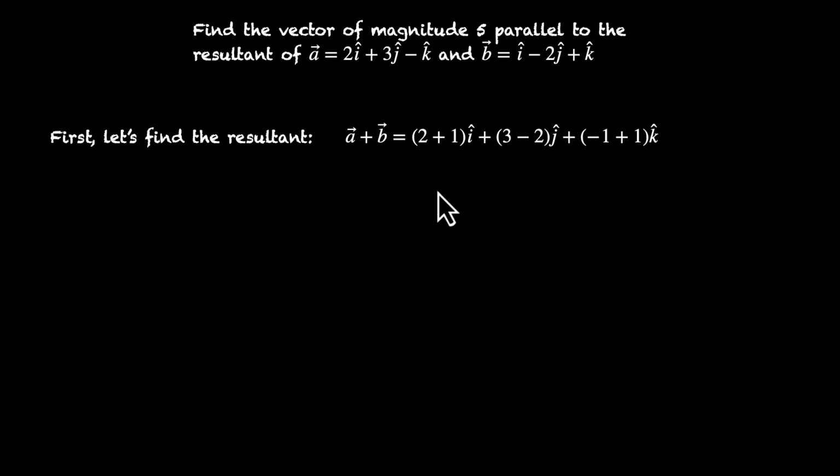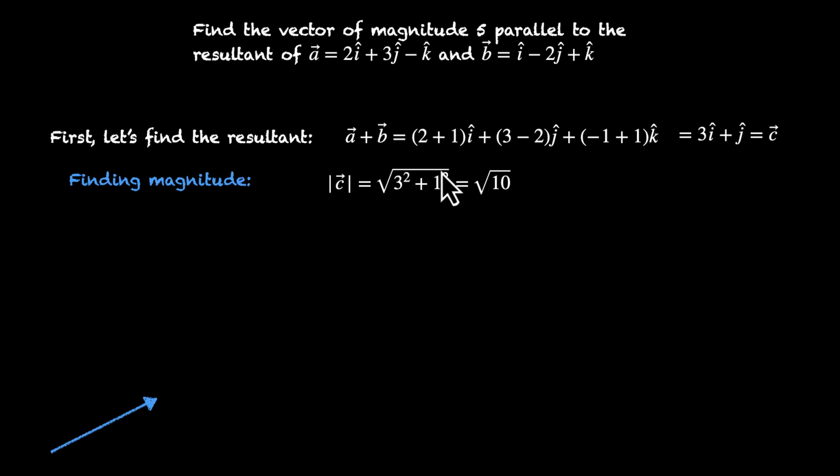So that's going to be 3 i cap plus j cap plus 0. So this means our c vector, which is the resultant, that's 3 i cap plus j cap. What do we need? We need a vector of magnitude 5 in this direction. So let's first find the magnitude. Finding magnitude is going to be root of 3 square plus 1 square, that's root of 10. So mod of c vector is root 10.